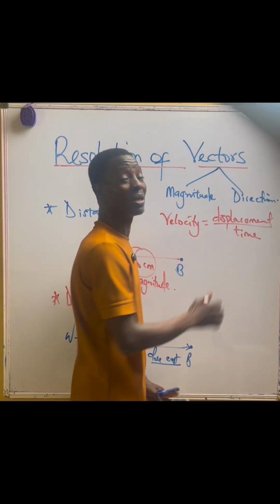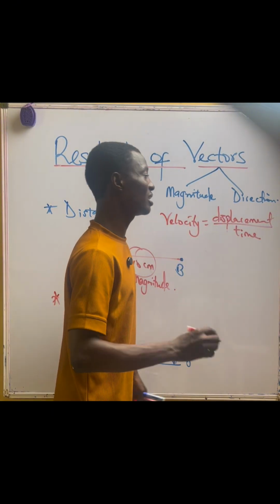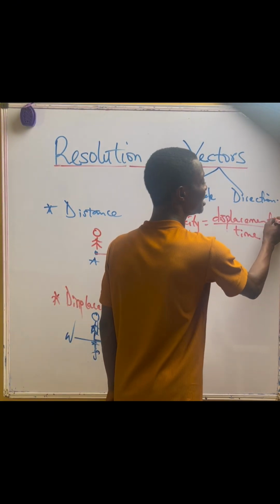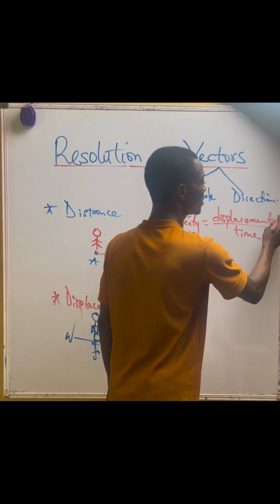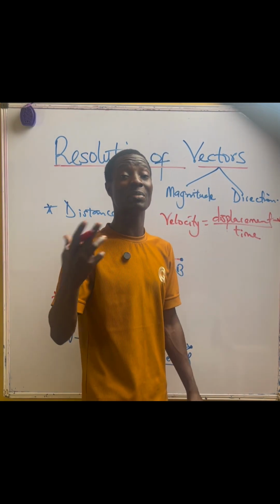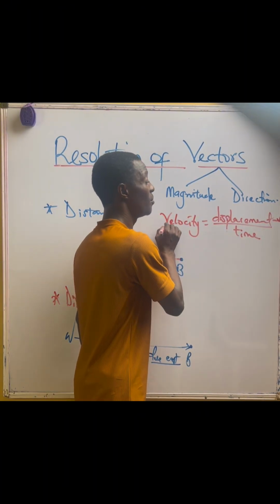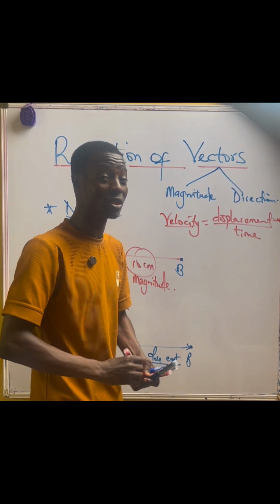But displacement requires direction, right? So in that sense, what do we say? We'll say that this is a vector quantity, and when a vector quantity is divided by a scalar, or multiplied by a scalar, what it yields is actually a vector quantity, which means that velocity is a vector quantity.